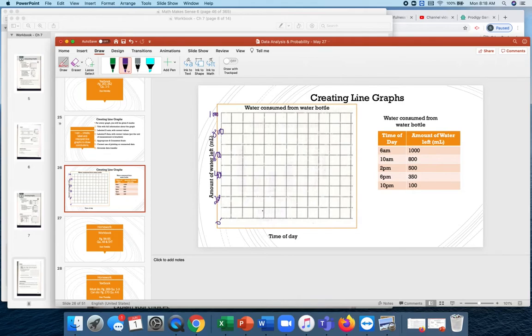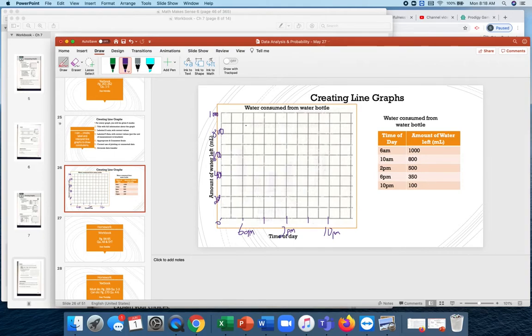And then time of day. Let's see. Could this one maybe be 6? And then 10. And then 2. And then 6. And then 10. Yeah, that works. Right on. Okay. So 6 a.m., 10 a.m., 2 p.m., right? And then 10 p.m. Okay, I should write in all of them too, but I'm just not going to for this moment. Okay, water consumed from the water bottle.